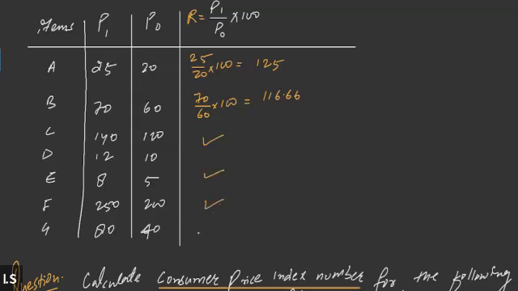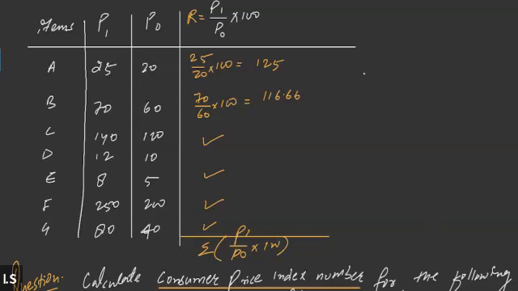When you are done with the calculation of price relatives, you will simply total all the price relatives. So you will get sigma P1 by P0 into 100. Is that clear? Yes, sir.